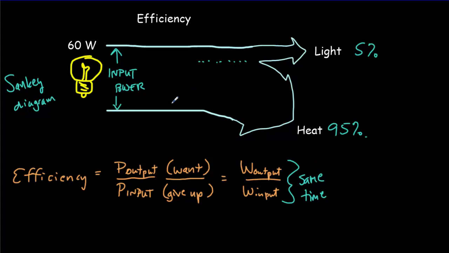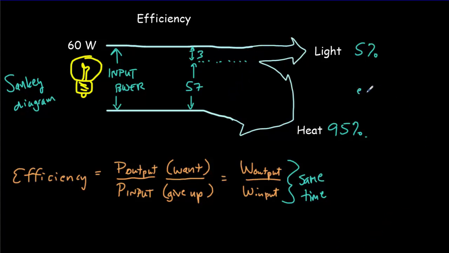So this Sankey diagram has not been drawn to scale, but if I'd drawn it to scale, I'd have 57 units. That is 95% of 60 would be 57 units to represent the width here for the heat power. And this width here would be only 3 out of 60 units wide, and that would represent the useful power, the light coming out.